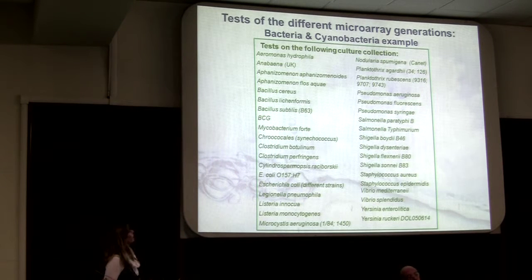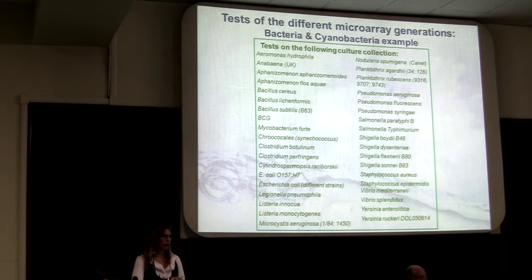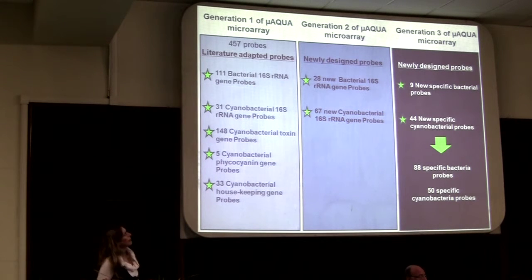I took bacteria and cyanobacteria as an example, and we tested this list of microorganisms on the microarray to test the specificity of the probes. It means that for each of those cultures, we individually extracted the RNA, labeled it, and hybridized it individually on the microarray in duplicate. Then the specific probes were kept, and the non-specific probes were eliminated. Then you've got 3 generations of microarray.